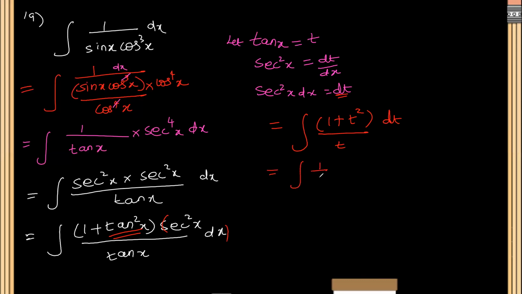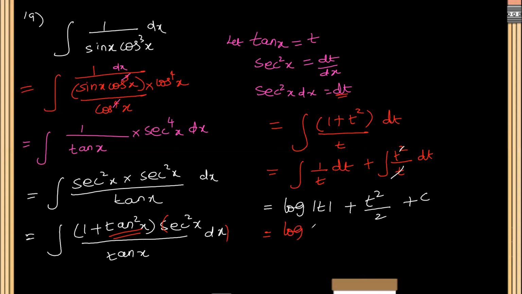Now splitting this as two integrals: integral of 1 by t dt plus integral of t square by t dt. This will be the direct integration, log t, and in the next term, one t gets cancelled. So the integration of t is t square by 2 plus c. Now replacing t as whatever we have taken, tan x. So log of tan x plus tan square x by 2 plus c is the final answer.